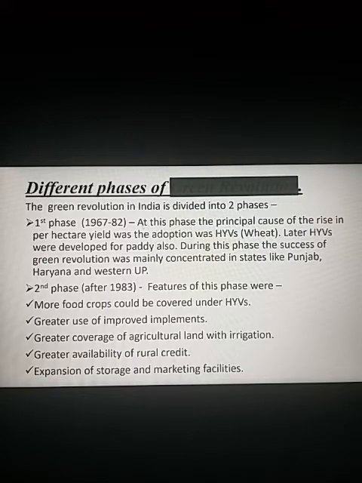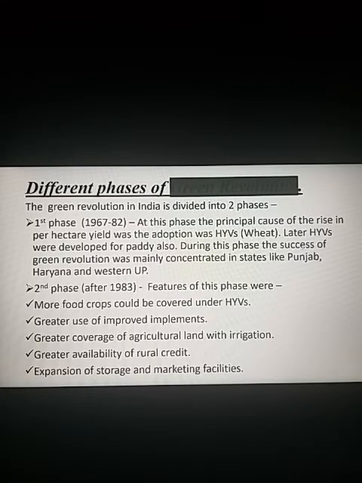Remember, in the first phase, the principal cause for the rise in yield per hectare was the adoption of HYVs. In fact, most economists and agro scientists attribute such a spectacular increase to the introduction of HYVs. HYVs are hybrid quality seeds of wheat. Later, these HYVs were developed for paddy also. The same kind of hybrid quality seeds were developed for paddy.